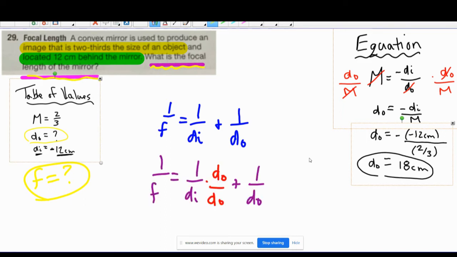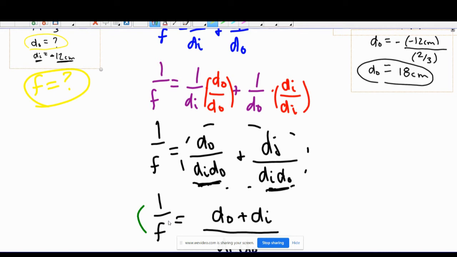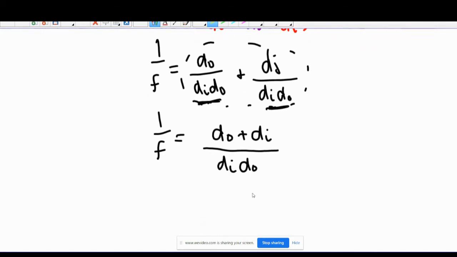If we multiply 1 over di by do over do, which essentially accounts for 1, any number divided by itself is 1, we don't change the value of 1 over di, we just change how it's expressed. Let's do the same for do. Now that we have each of those terms over a common denominator, we can combine them into 1 over f equals do plus di over di times do.